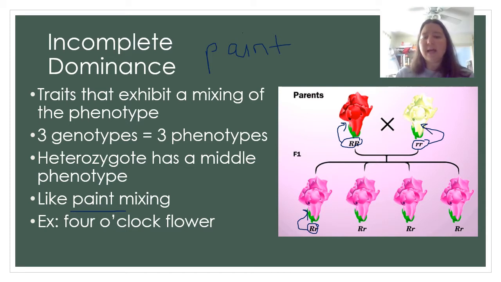That heterozygous has a phenotype that's in the middle of the two other extremes. Okay, so it's like paint mixing. In this case, the 4 o'clock flower is an example. It's just a type of flower. I don't know why they named it 4 o'clock. But when we put the red and the white together, we end up getting that middle pink. Okay, and so that's incomplete dominance.